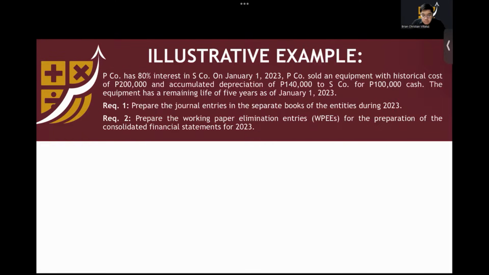On January 1, P company sold an equipment with historical cost of 200,000 and accumulated depreciation of 140,000 to S company for 100,000 cash. The equipment has a remaining life of 5 years as of January 1, 2023. So we have two requirements for this illustration. Number one is to prepare the journal entries in the separate books of the entities. And requirement number two is to prepare the working paper elimination entries.